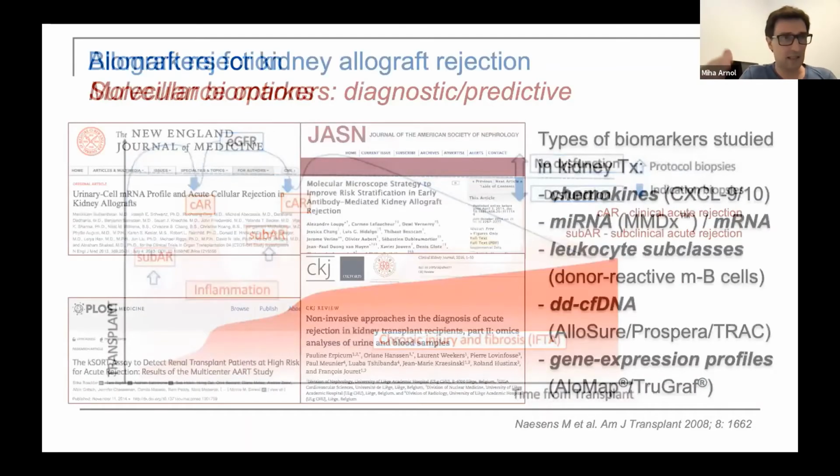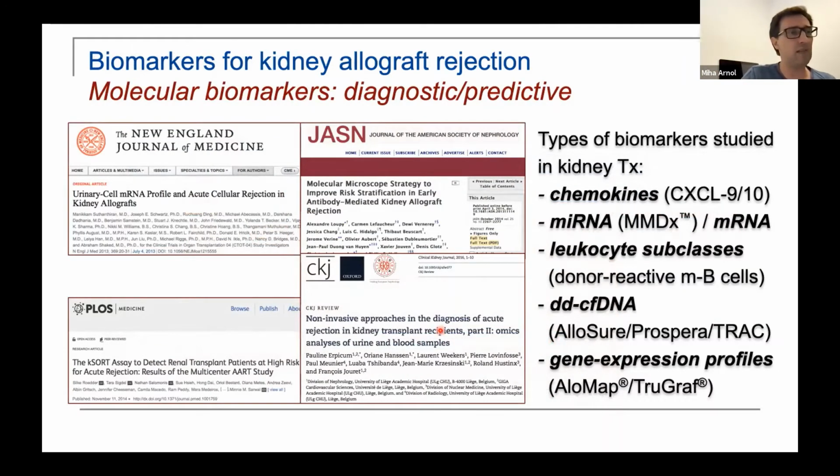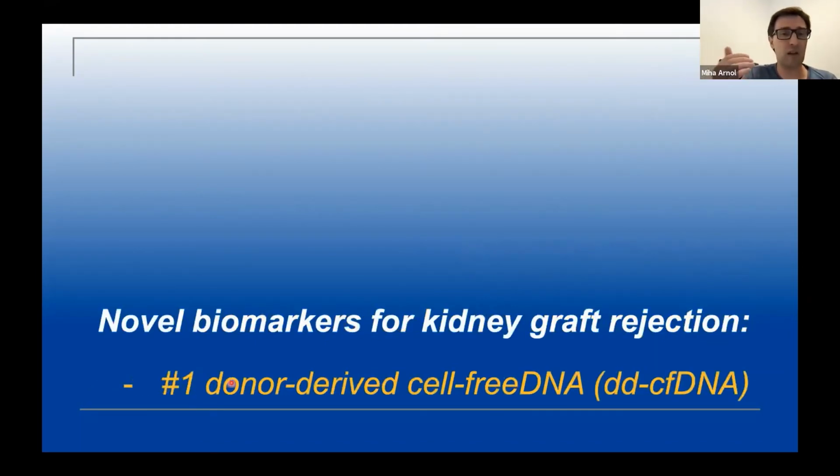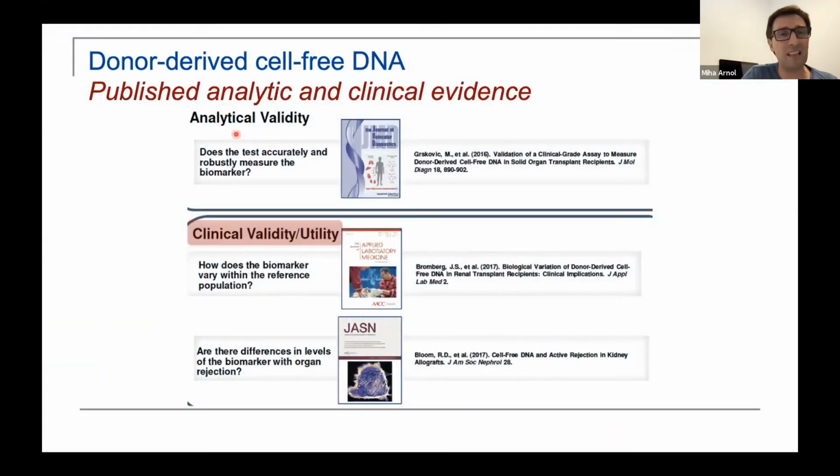And the literature is actually full of innovative approaches. There are now several biomarker development studies correlating different genomic, transcriptomic, as well as proteomic information with clinical and histological phenotypes of rejection. However, there are still critical challenges that we face. For most of these biomarkers, the field is still trapped in the discovery phase. And furthermore, most of these are unfortunately not available for routine everyday clinical use. However, this is not true, as we already heard about the donor-derived cell-free DNA, a novel biomarker. You've heard a lot about the analytical validity of this biomarker in the previous talk. And in the following presentation, I would like to show you some more information on the clinical validity and utility of this novel molecular biomarker.